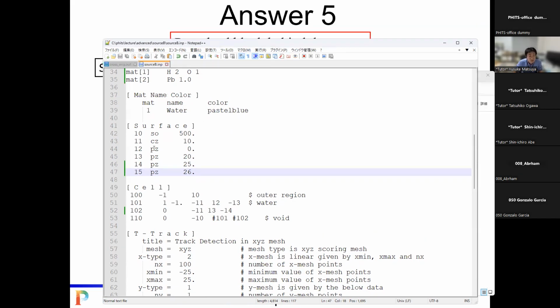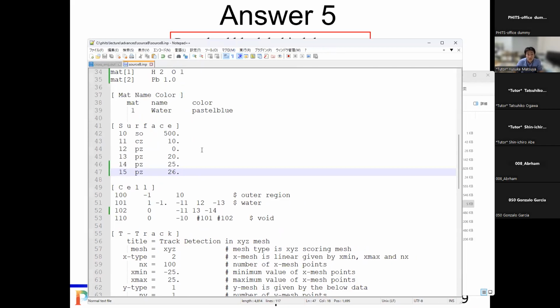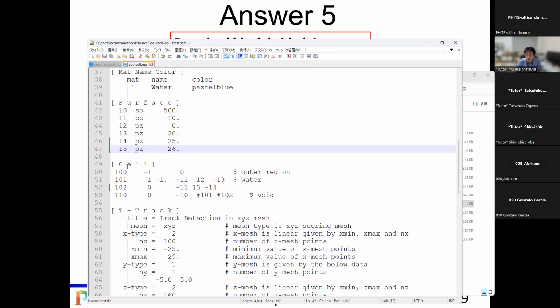After that, third one is to modify the material number and the density of the cell ID number 102. So moving on to the cell section and focusing on the ID number 102, changing the material number, material ID, and defining the density of lead.